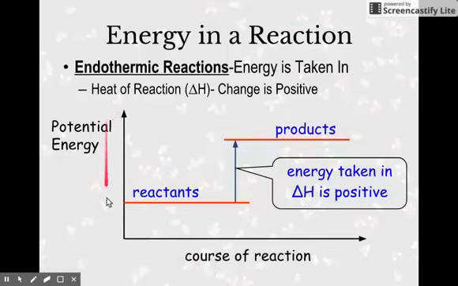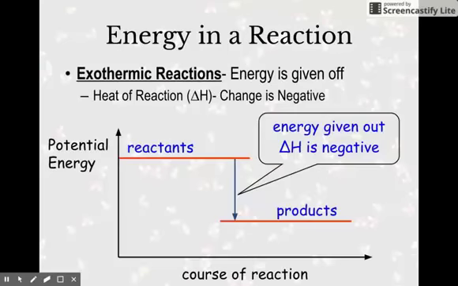So energy is on the y-axis here. So reactants are lower, products are higher. So we have to add a lot more energy to get this reaction to work. So more energy is needed to break the bonds than is given off when they reform. The opposite was true on this one.